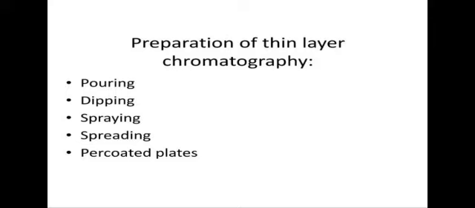The third technique is spraying. This technique is like spraying perfume on cloth. The slurry is sprayed on a glass plate using a sprayer. Fourth one, spreading, also known as the TLC spreader. The slurry is poured inside the reservoir of the spreader. The spreader is rolled only once on the plate, and after setting, the plates are activated by keeping them in an oven. That is called the spreading method.